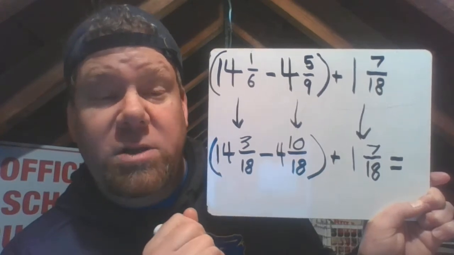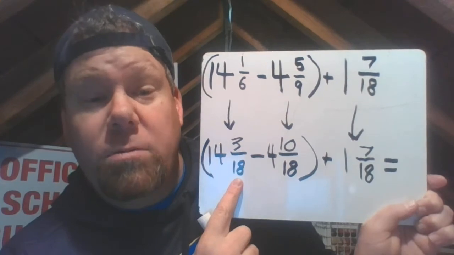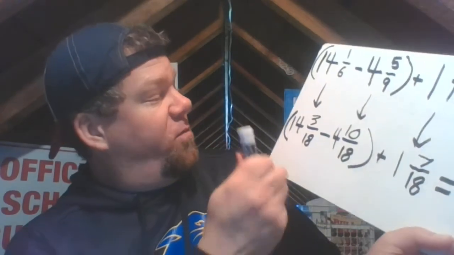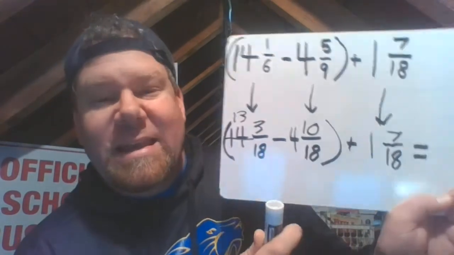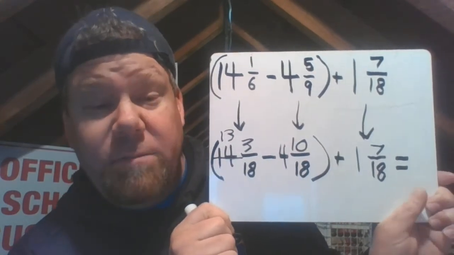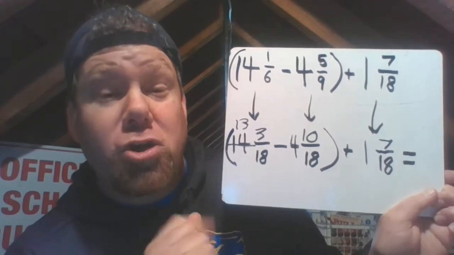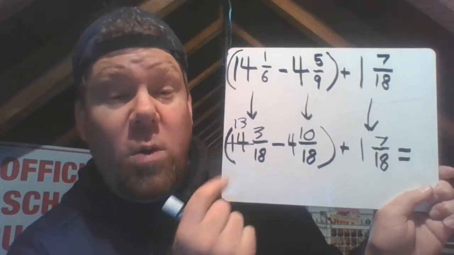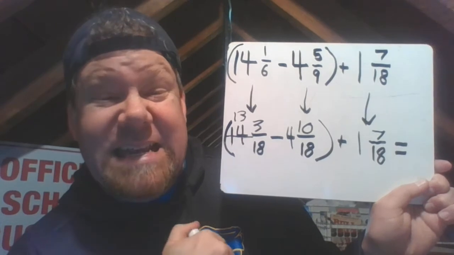Let me show you how we do that. So 18 indicates how many parts to the whole, right? So I'm going to take one whole away from 14. So 14 is going to become 13. Now, if I take one whole away, that means I took 18/18 away. So remember, when you add, you keep the denominator the same, the numerator is the one that changes. So when I took one whole away from 14 and turned it into 13, that meant I took away 18/18.